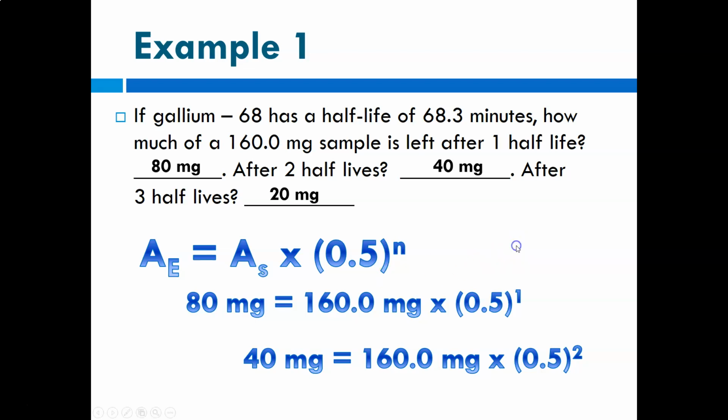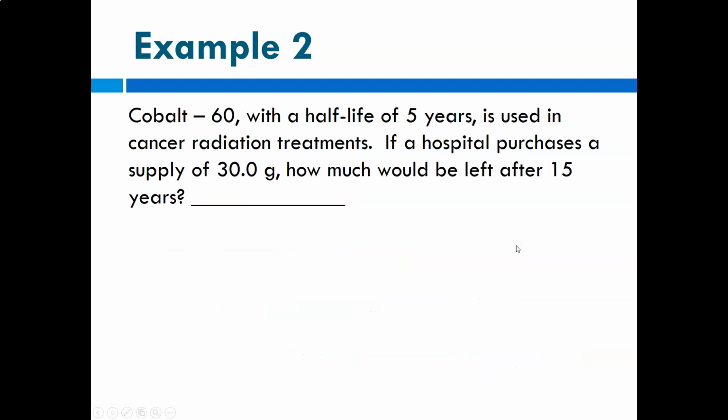What about this one? Cobalt-60 with a half-life of 5 years is used in cancer radiation treatments. If a hospital purchases a supply of 30 grams, how much would be left after 15 years? So this time we're going to use our equation. We're looking for how much is left. They told us how much we started with, but they did not tell us the number of half-lives. We have to figure that out ourselves.